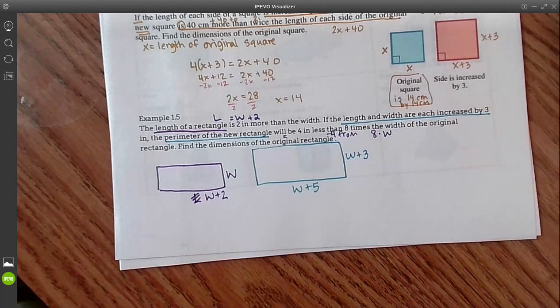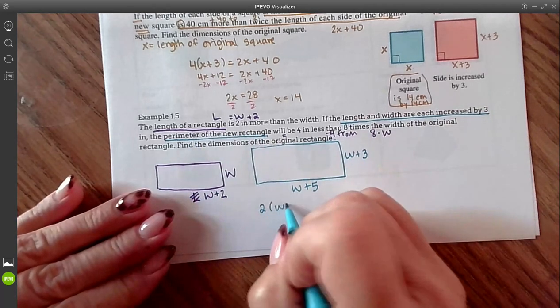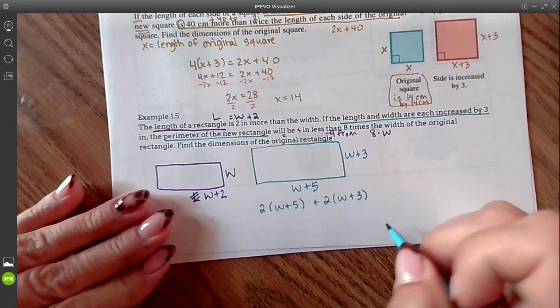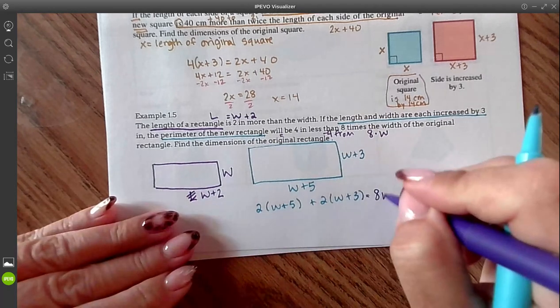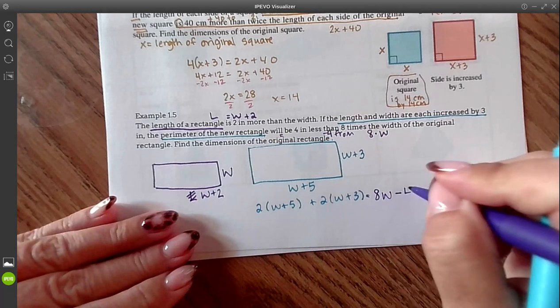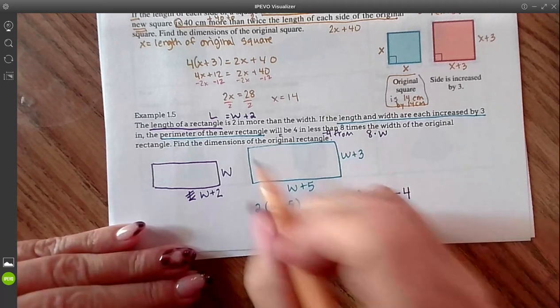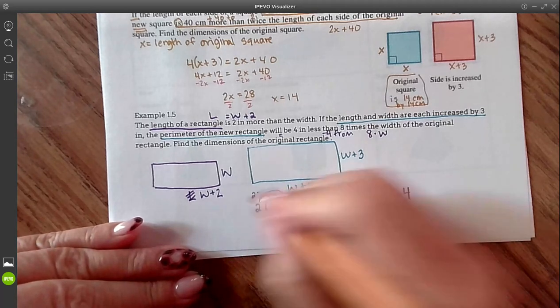So the equation I'm going to be writing has the perimeter of the new rectangle, which means I have 2 of the long sides plus 2 of the short sides, and that is going to be equal to 8 times the width of the original rectangle minus 4 inches. Once you have these set up, they are pretty easy to solve. I was going to say I would save time and not solve them, but it doesn't take that long, so I'll just go ahead and work through this.